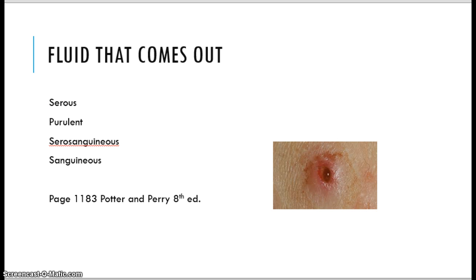Also, on page 1183 in Potter and Perry, you need to be aware that serous is more of the clear fluid, and purulent we just talked about, the thicker, pussy fluid. What makes it purulent is the dead blood cells that have come to the rescue, and they have to be eliminated from the body. Sanguinous is a bloody type of bright red bleeding, and serosanguinous is a combination of serous and sanguinous, more of a pink, in between serous and sanguinous.